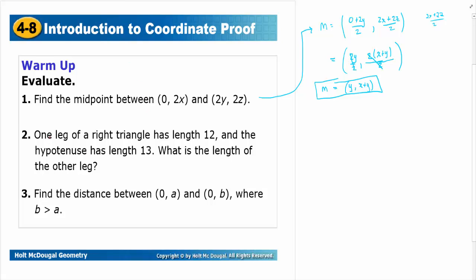Alright, number 2, it says one leg of a right triangle is length 12 and the hypotenuse is length 13. What is the length of the other leg? So this would be a triangle such as this one right here. We have a leg of length 12 and a hypotenuse of length 13. Now, if you are aware of the side lengths of right triangles, you would know that the answer is 5.